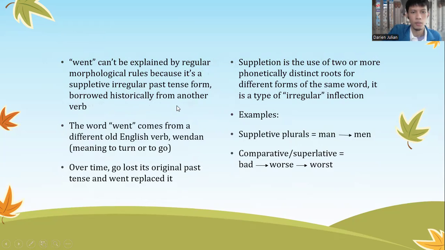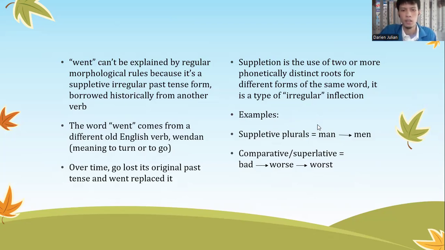Borrowed historically from another verb. The word went comes from a different Old English verb, wendan, meaning to turn or to go. So over time, go lost its original past tense and went replaced it. Suppletion is the use of two or more phonetically distinct roots for different forms of the same word. It is a type of irregular inflection.